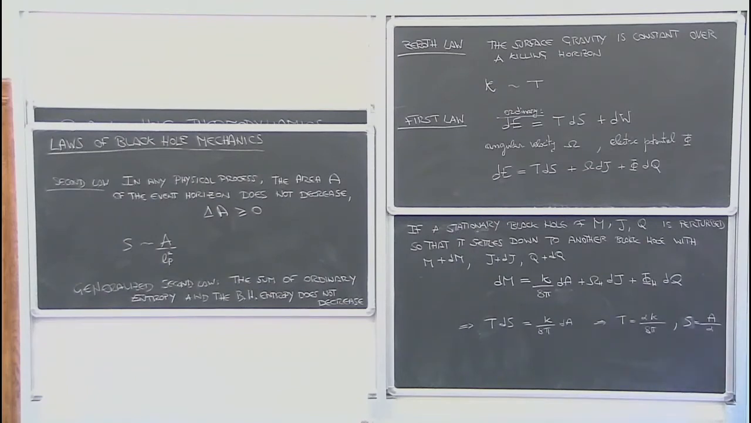So this constant is not determined by this argument, but we can say that if this is true, the temperature must be really proportional to the surface gravity. It's not the square or the cube, it's just proportional to the surface gravity, and similarly the entropy is proportional to the area. Okay, let's sketch a proof of this first law in the context of GR. It's just a sketch of a proof.